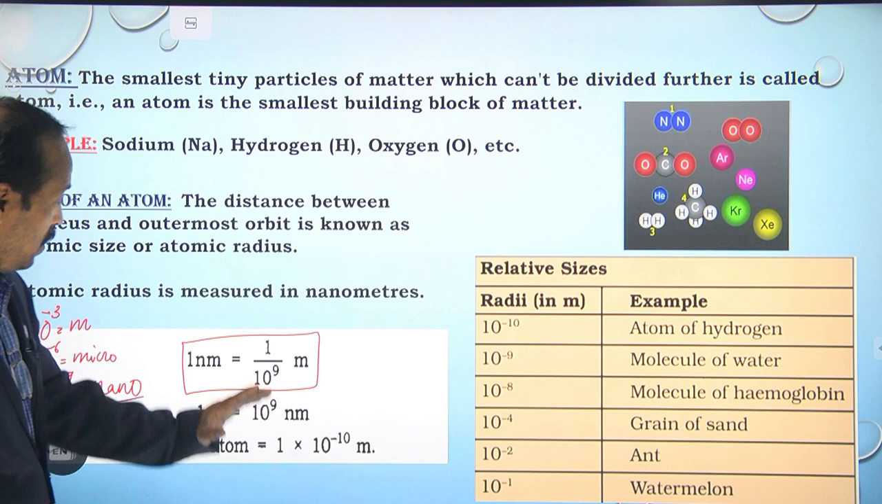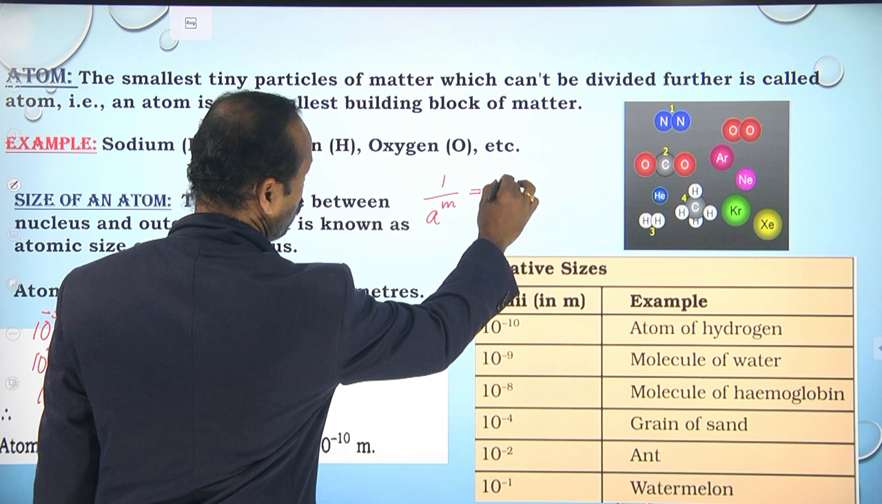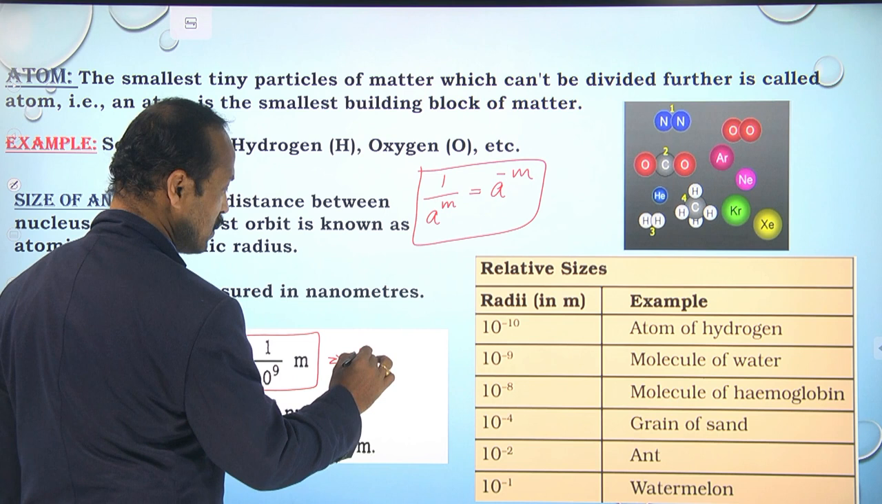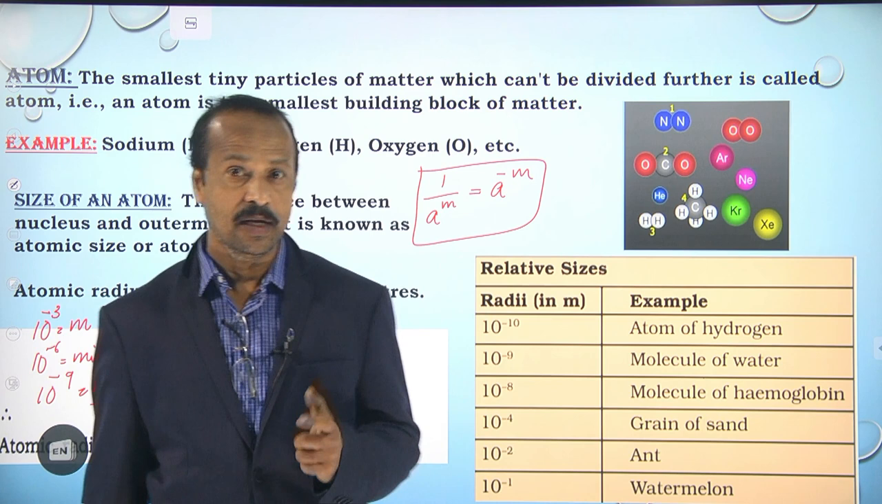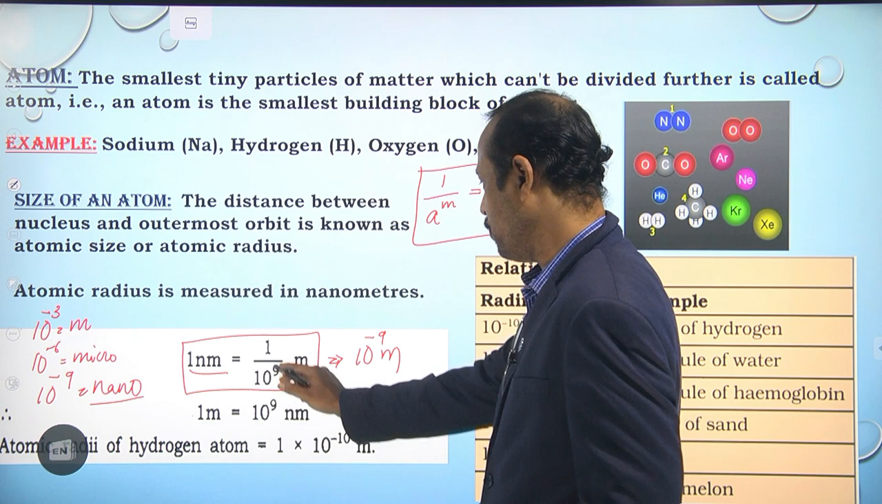You might have already learned that 1 by a to the power of m can be written as a to the power of minus m in mathematics. Did you study this one? So 1 by 10 to the power of 9 becomes 10 to the power of minus 9 meter. So 1 nanometer can be written as 10 to the power of minus 9 meter. The meaning is 1 by 10 to the power of 9 meters.